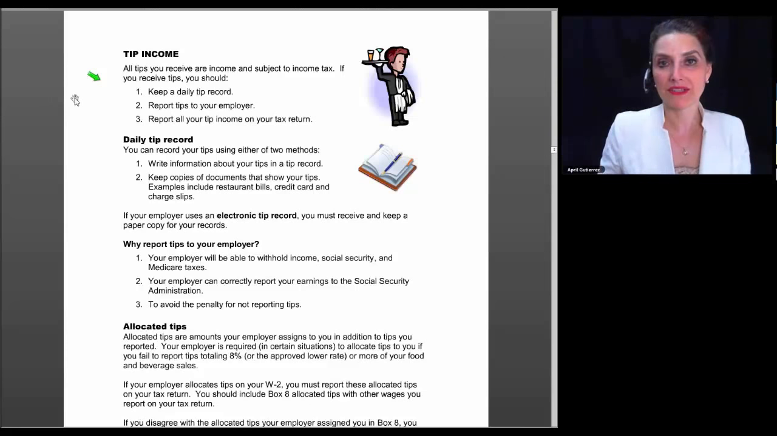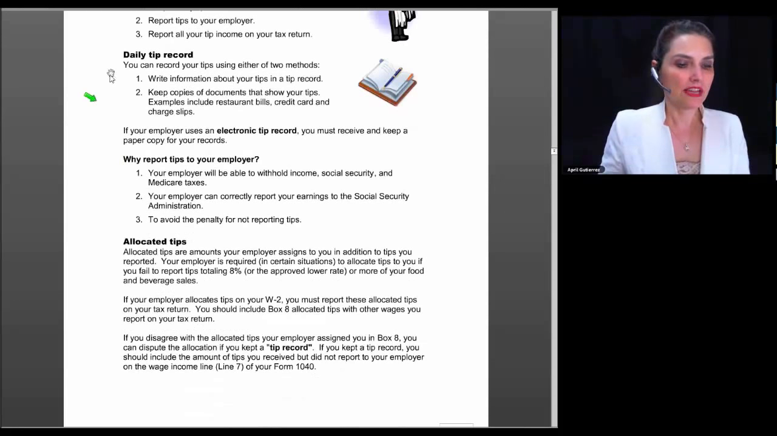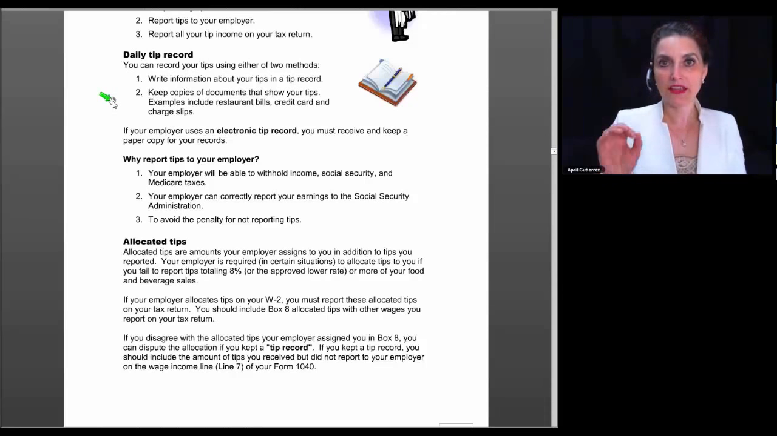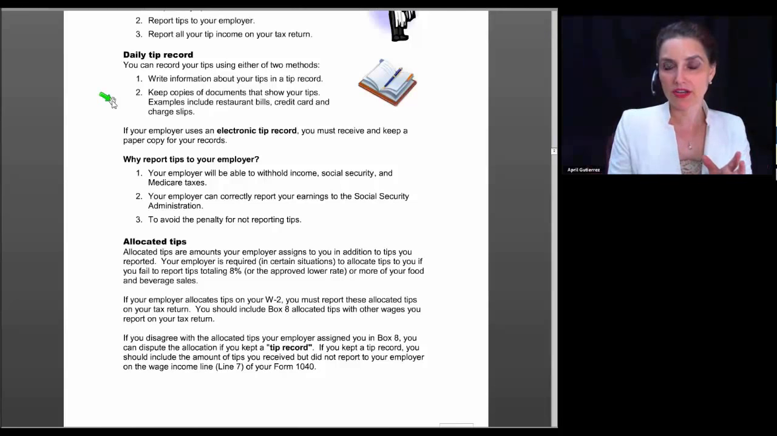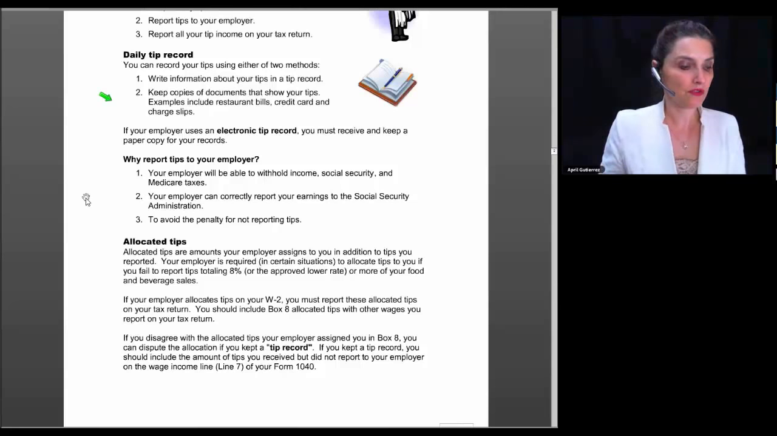Now, if you are in a business where you regularly receive tips, you need to keep a daily tip record. And you need to report all the tips you receive to your employer, and you need to report all your tip income on your tax return. Your daily tip record could be something like this, just a book where you write down your tips for the day. It's totally acceptable, but a lot of businesses these days are pretty well computerized, and every time you make a sale, you enter the tips you've received into the computer system. At the end of the day, you can get a printout that shows the tips you've received, and you need to keep a paper copy of it with your records.